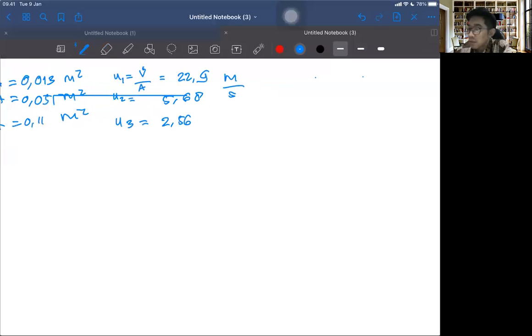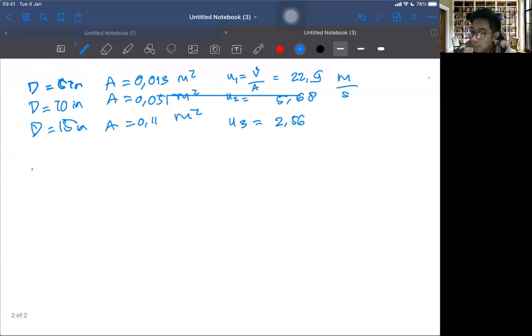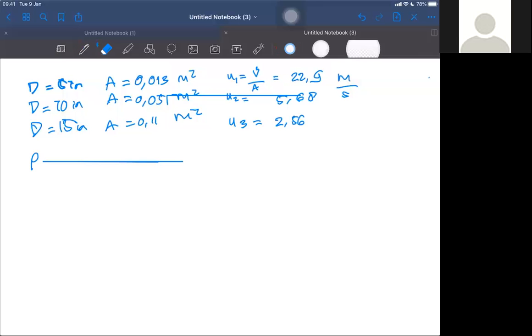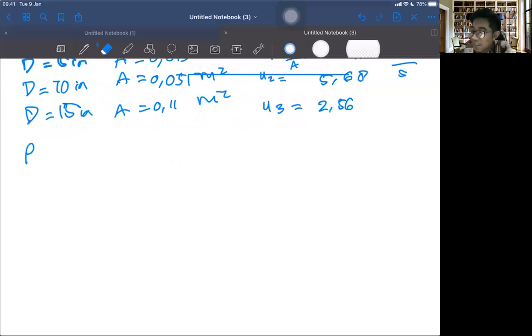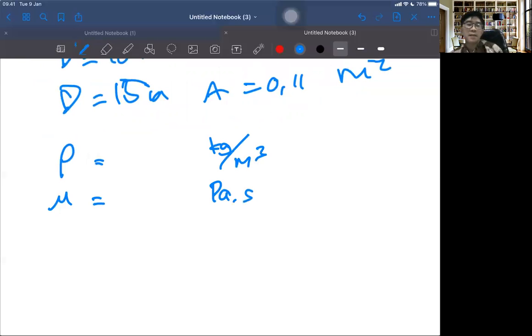Okay. Has anyone already calculated the density and the viscosity? The density should be in kilogram per cubic meters and the viscosity should be in Pascal second. My density is wrong, sir, because I thought kilogram force could just be replaced with meter square, since earlier it was centimeter square. So it has to be calculated.